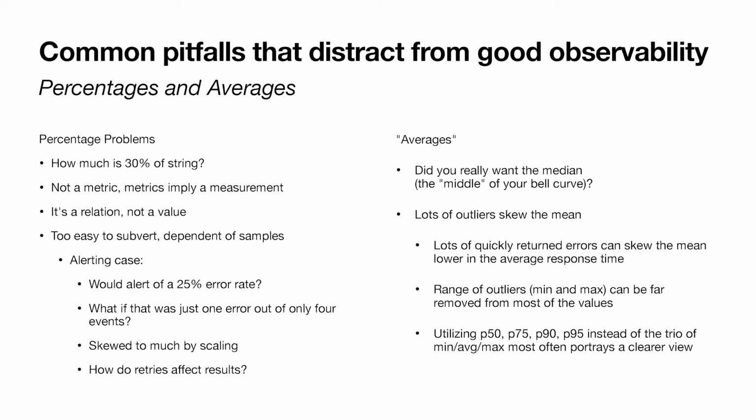The other issue is averages. People say average, and what they really wanted to mean was the middle of the bell curve, which is the median. So try using that instead, because whenever you get a mean, you have stuff down at one end of the tail and the other end of the tail, and these move where the average is, but it's not the middle of the data that you're interested in. If you really want to use something, try using P50, P75, P90, P95, instead of using min, average, and max. It's going to give you a lot more information about what's really happening.